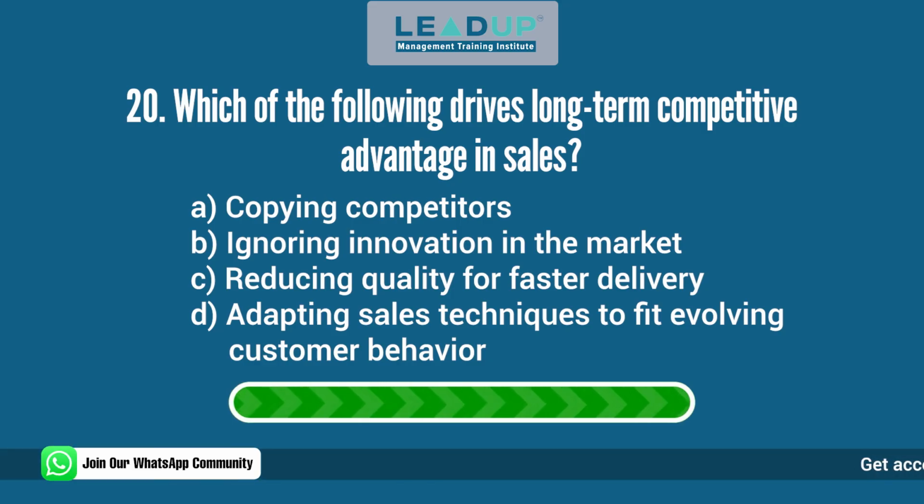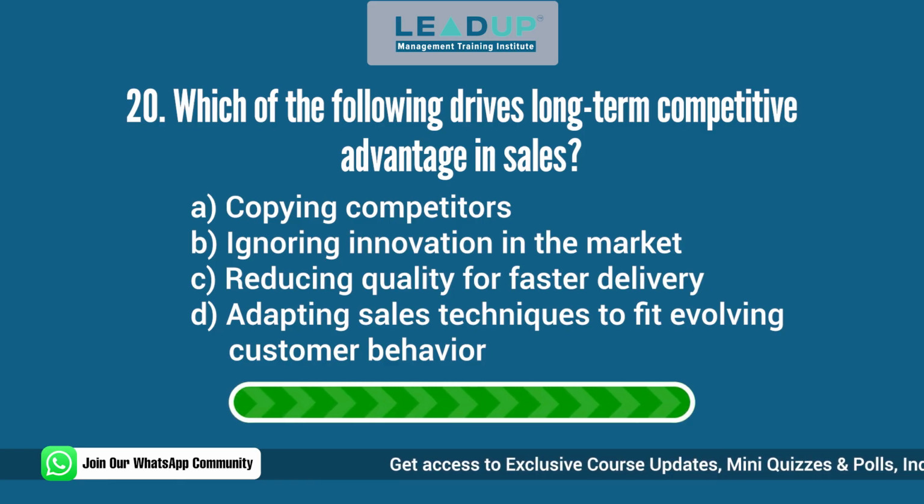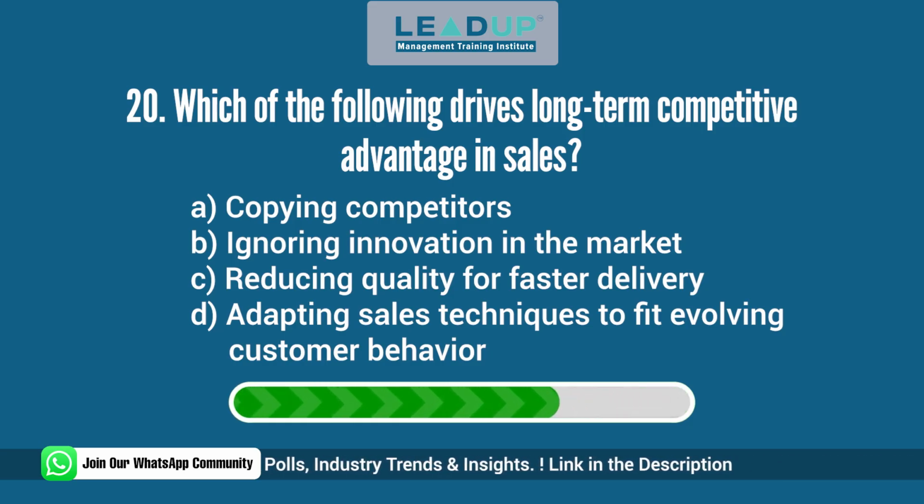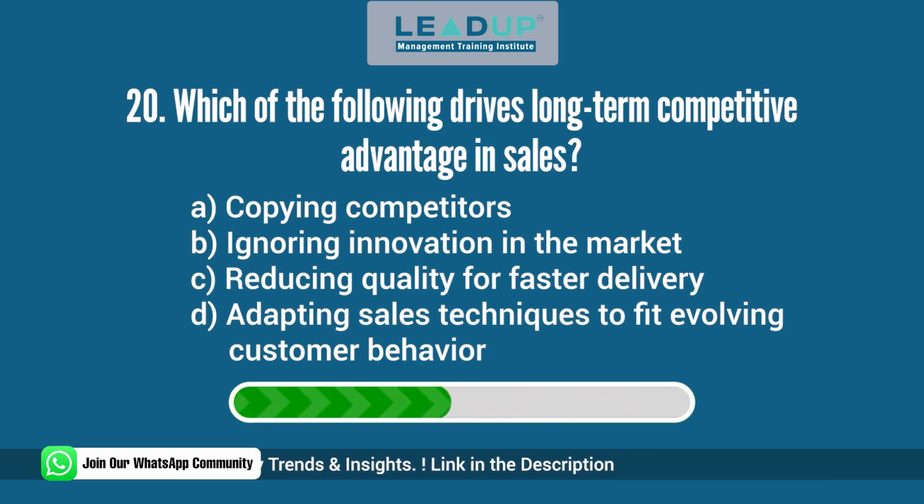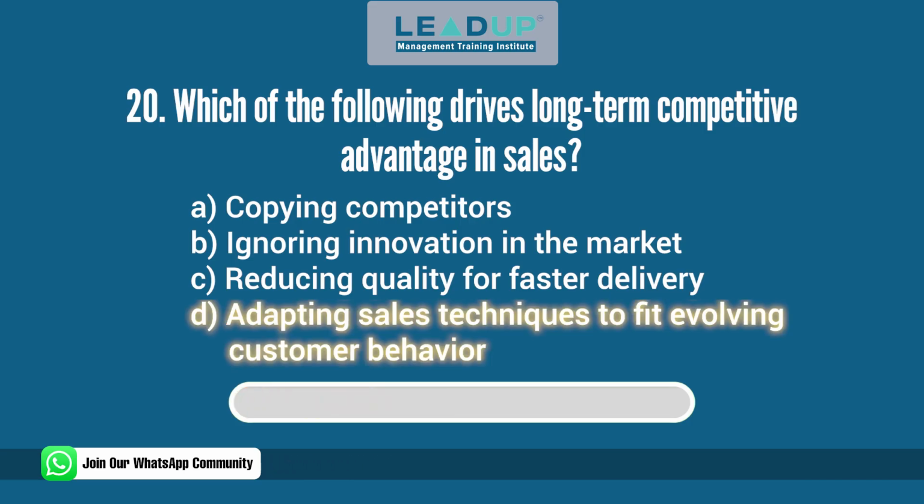Question 20. Which of the following drives long-term competitive advantage in sales? A. Copying competitors. B. Ignoring innovation in the market. C. Reducing quality for faster delivery. And D. Adapting sales techniques to fit evolving customer behavior. Answer: adapting sales techniques to fit evolving customer behavior.